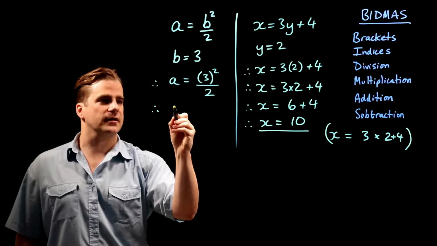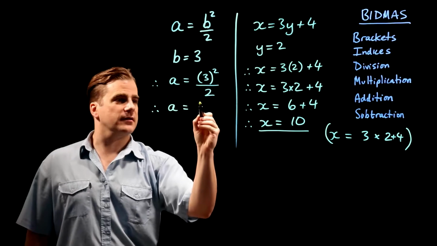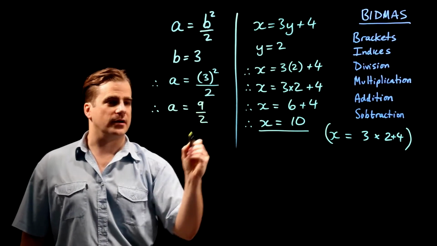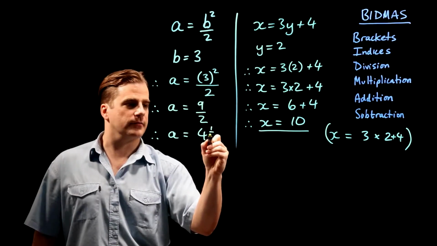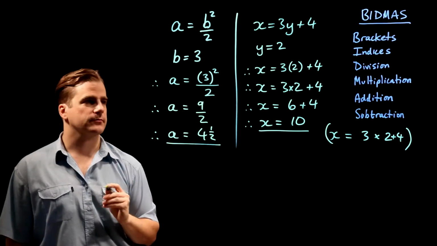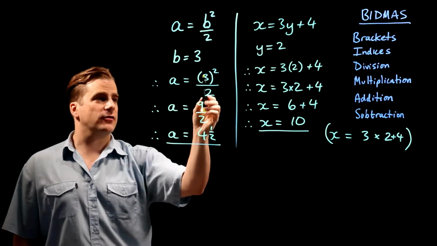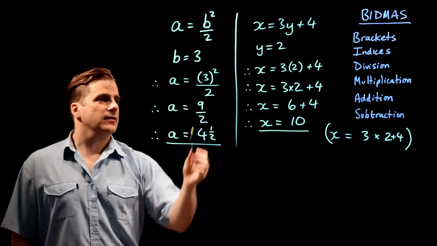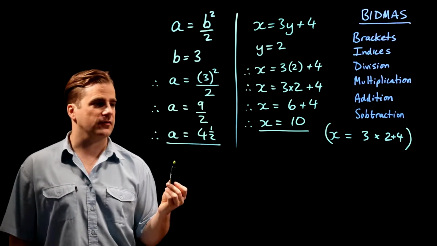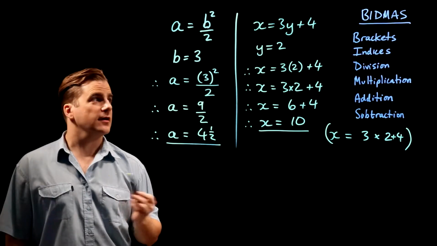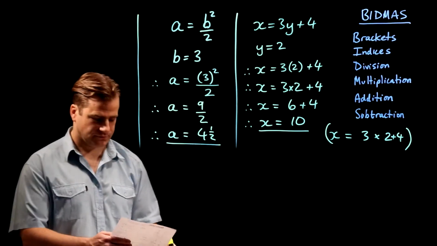So the correct answer is a equals, do the index first because it beats division, 3 squared is 9, and then divide by 2. So therefore a is 9 over 2, which is 4.5. Again, if you'd done the division before the index and you did 3 divided by 2 and then you squared, you get 3 divided by 2 is 1.5. If you square that, it's 2.25, which is not 4.5. So BIDMAS is important.